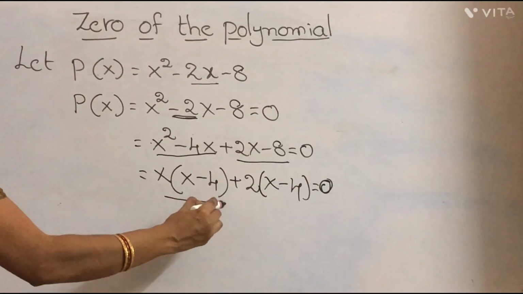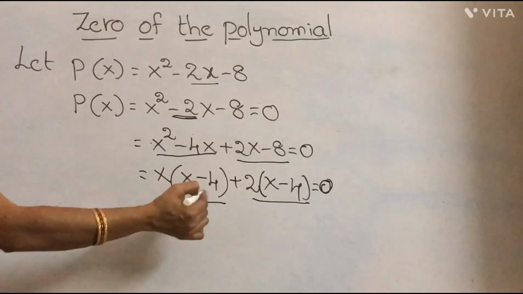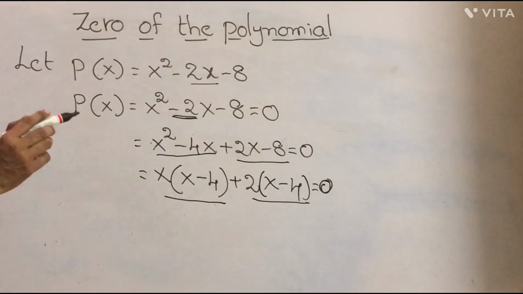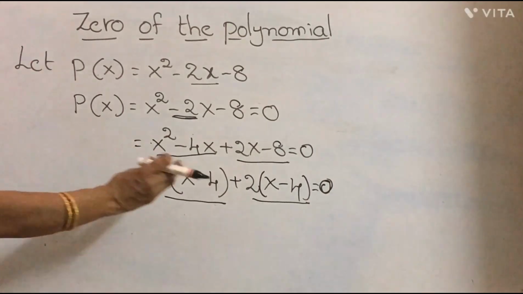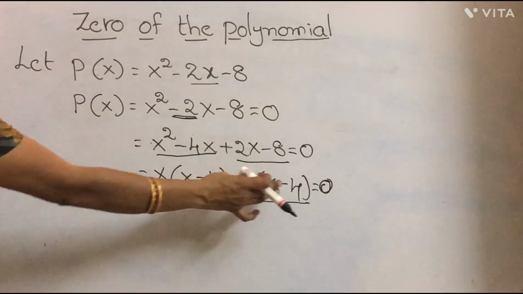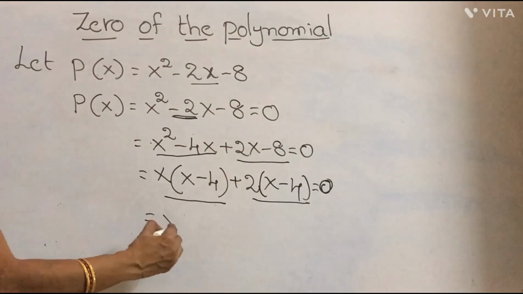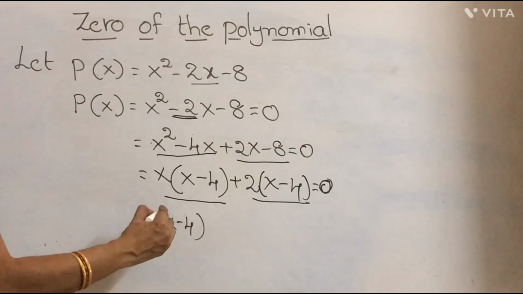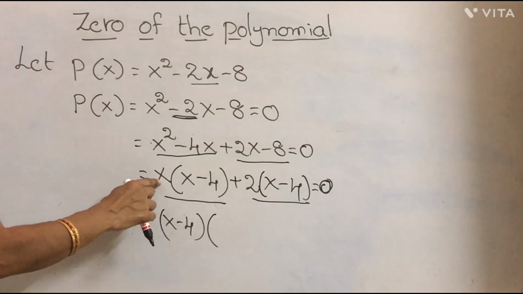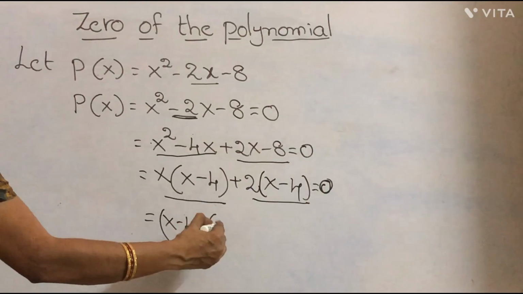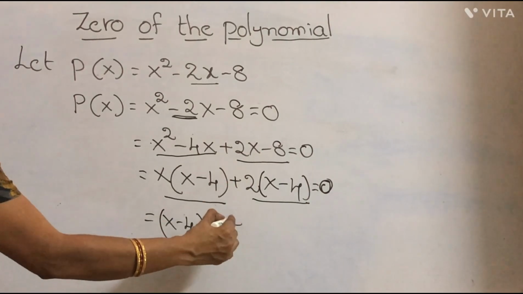Now again underline these two sets of terms, among these two, which is the common term. Yes, this x minus 4 is the common term. That you take as common. Then what is the leftover? Here x, here plus 2.